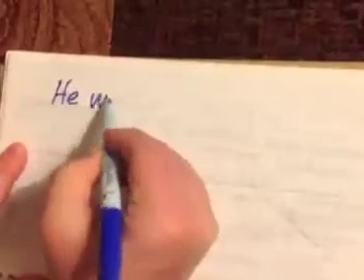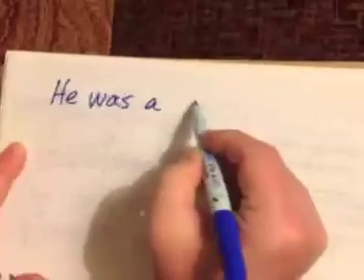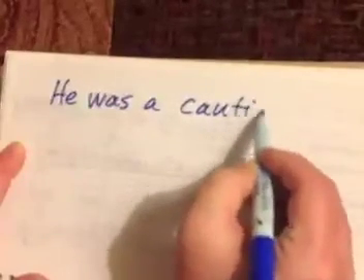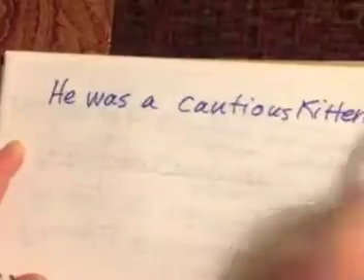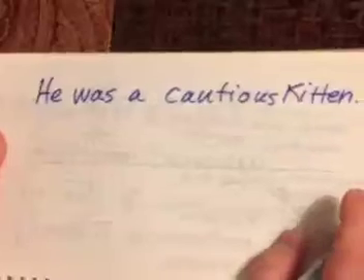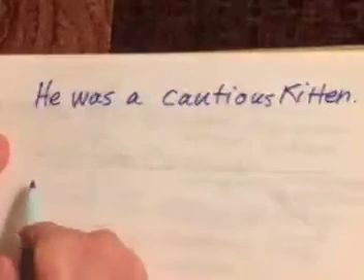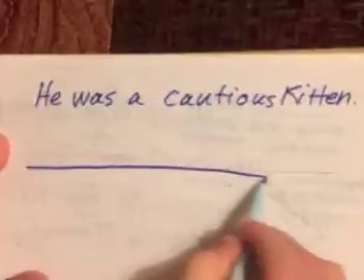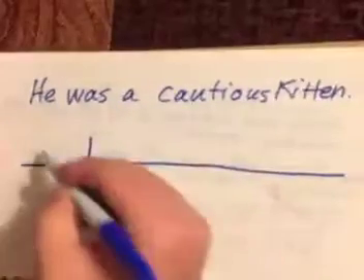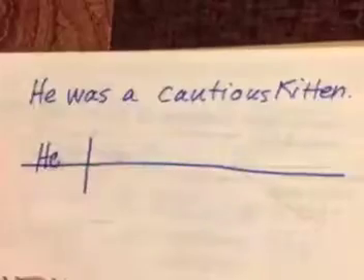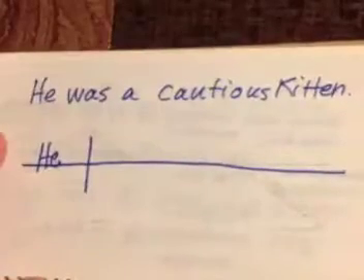Here's another one to practice. He was a cautious kitten. From the very first minute we got him, we knew he was a cautious kitten. He took a long time to warm up to us. Here's the water. Here's my fishing line. He is the pronoun. It stands in the place of Frady.